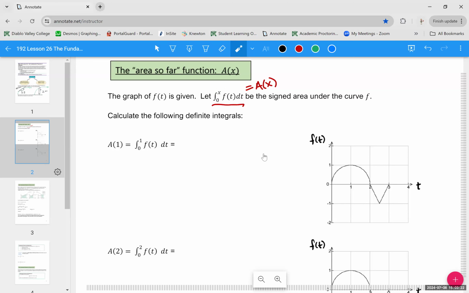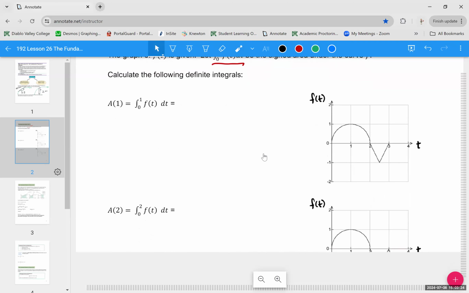So let's do a couple of iterations where we actually plug in a number. In this first problem, we're trying to find A of 1, which means we would plug the 1 in for the x and find the integral from 0 to 1 of f of t dt.